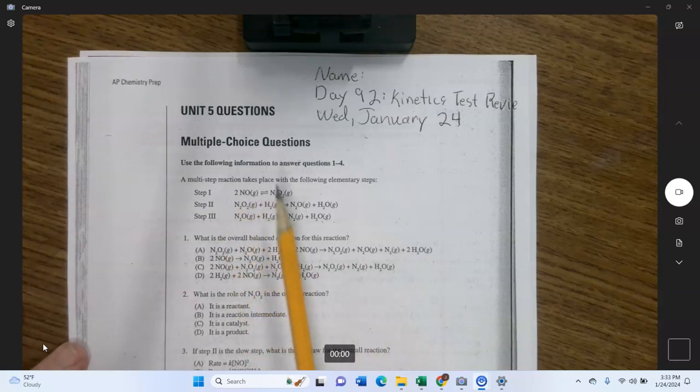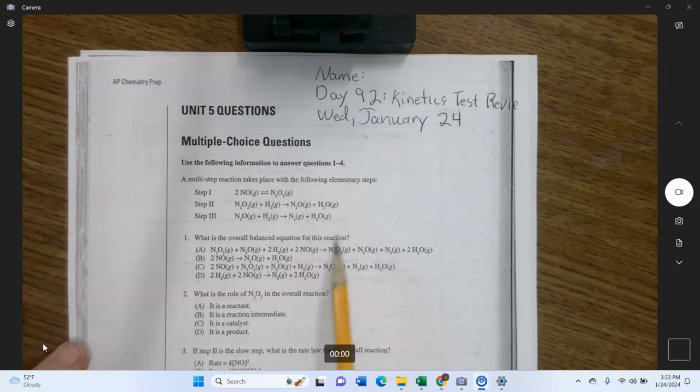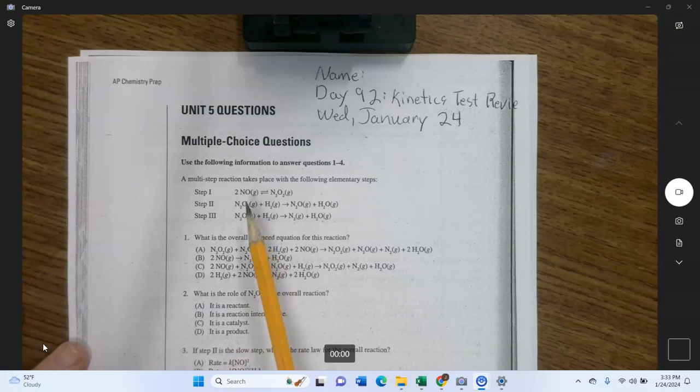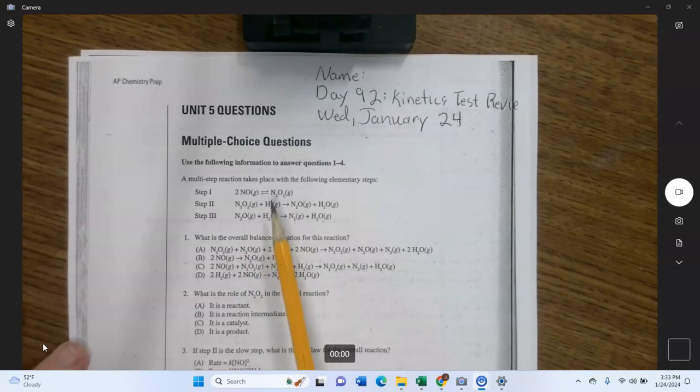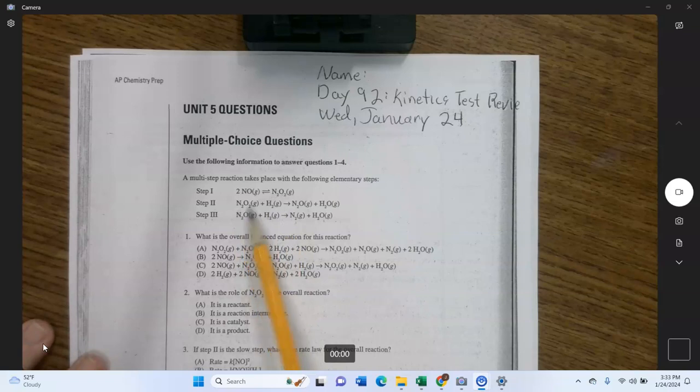So multi-step reaction. These are elementary steps. With the following elementary steps, what is the overall balanced equation? This is the third part of Hess's law where you can add and subtract. What you do is you just pick one and see what it should be doing in the overall reaction. I'm going to start with N2O2. It's a product in step 1 and a reactant in step 2, so that makes it an intermediate. That means it's going to cancel out.